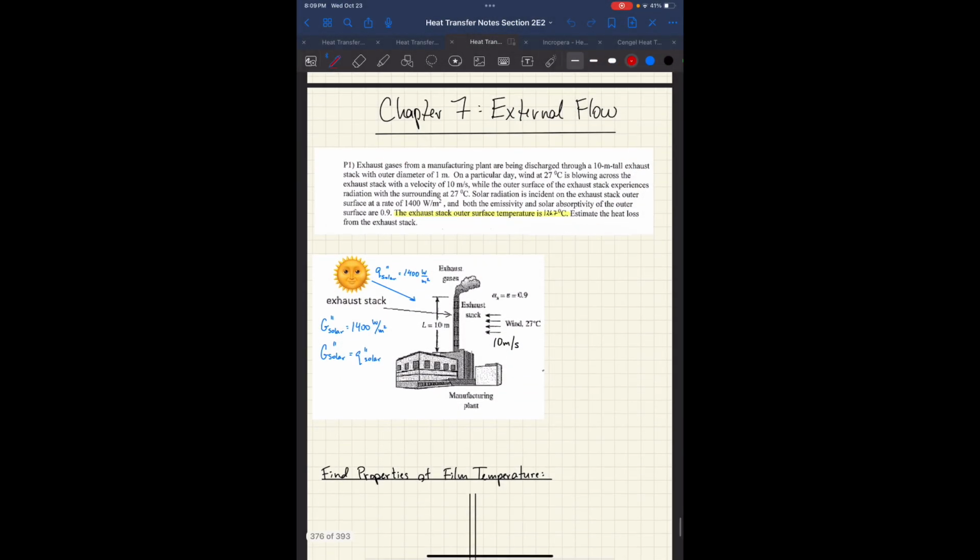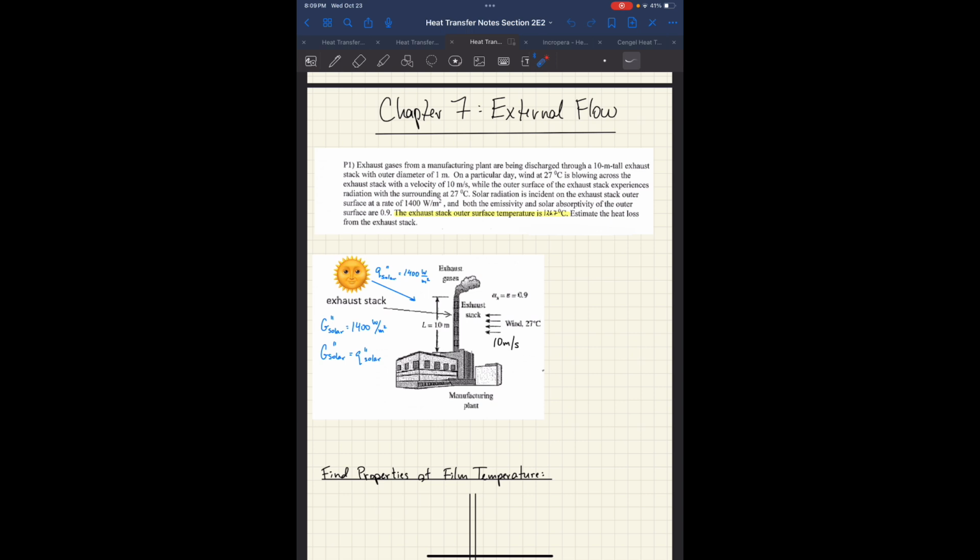So the next question was basically a homework question. So let's take a look. Exhaust gases from the manufacturing plant are being discharged through a 10-meter tall exhaust stack with outer diameter 1 meter. On a particular day, wind at 27 Celsius blowing across the exhaust stack with a velocity of 10 meters per second, while the outer surface of the exhaust stack experiences radiation with the surrounding at 27 Celsius. Solar radiation is incident on the exhaust stack outer surface, and both emissivity and solar absorptivity of the outer surface are 0.9. The exhaust stack outer surface temperature is 126.7 Celsius. Estimate the heat loss.